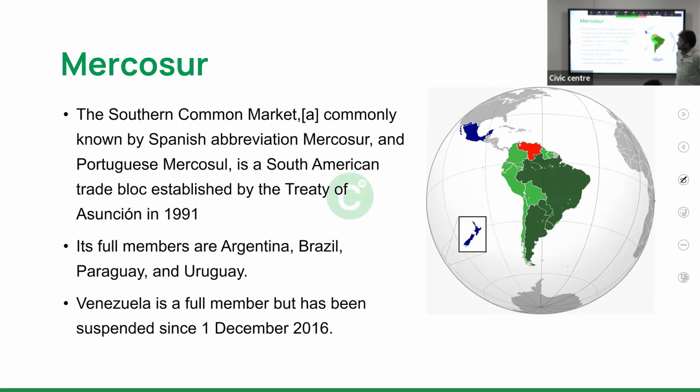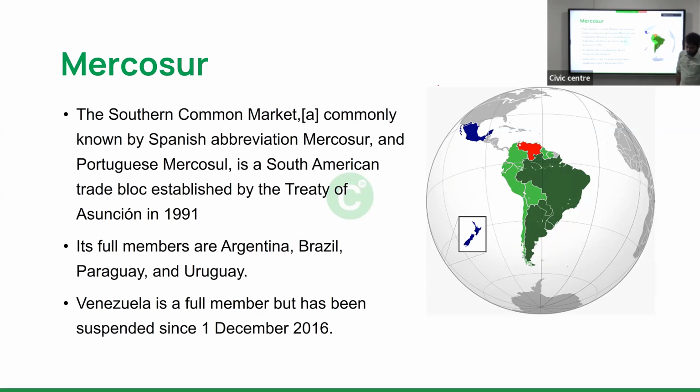Next is MERCOSUR. MERCOSUR is a common market area. You should remember the number of nations. Venezuela has been recently suspended from this bloc. Venezuela is not a member of MERCOSUR. As of now, there are only 4 members: Argentina, Brazil, Paraguay, Uruguay.